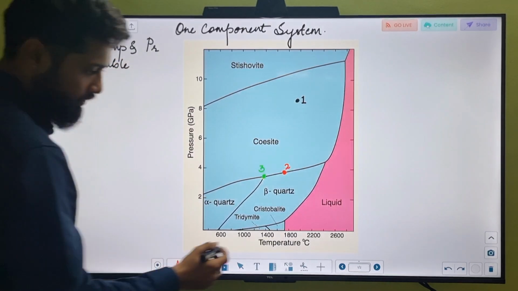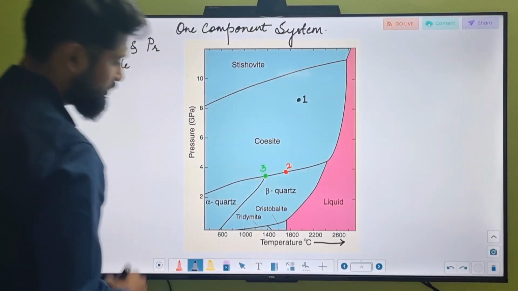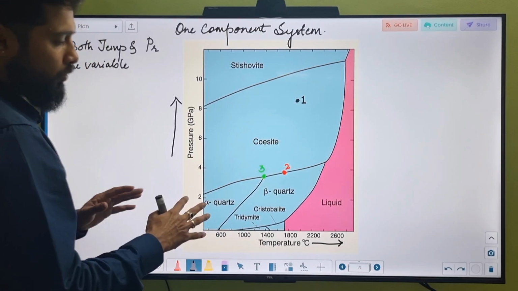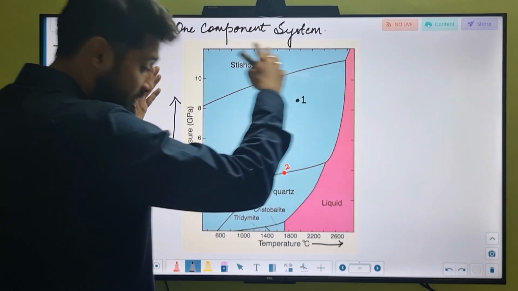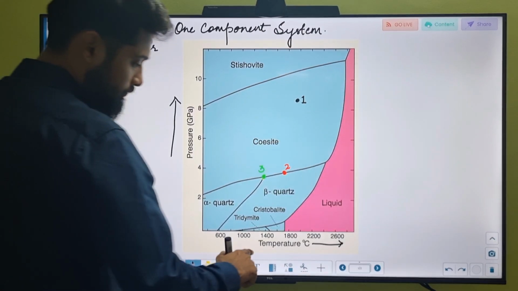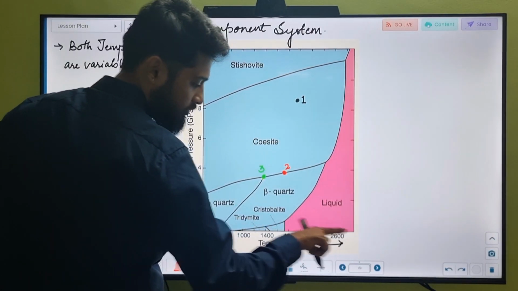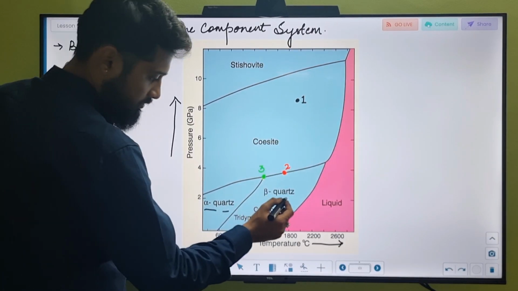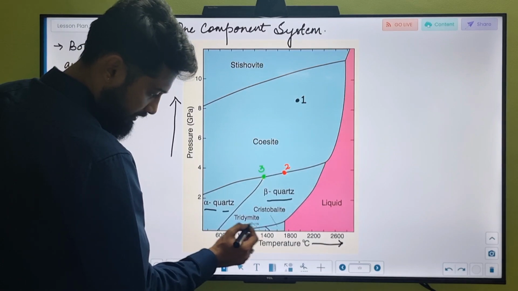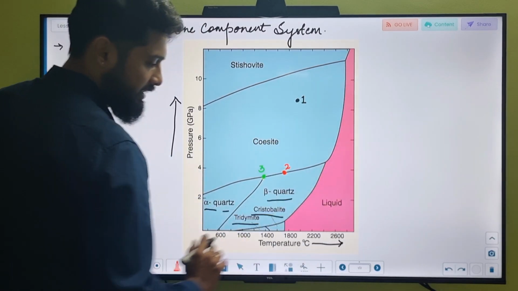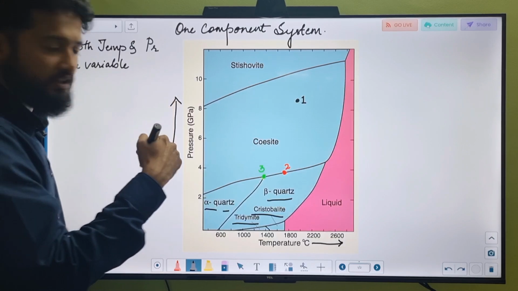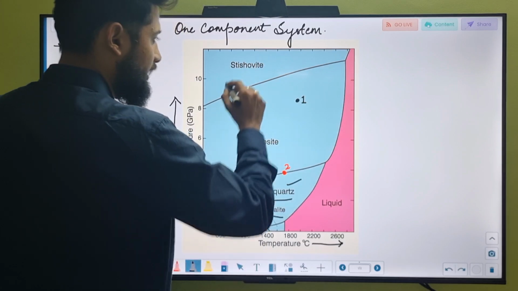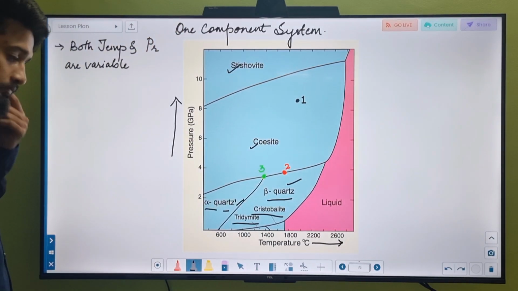Okay, so here you can see this is the temperature and this is the pressure. So in this diagram you have the variety of quartz. If we go on the path of increasing temperature, we have alpha quartz, beta quartz, tridymite, cristobalite and the liquid. If we are going towards the increase in pressure, we have alpha quartz, beta quartz, coesite and stishovite.